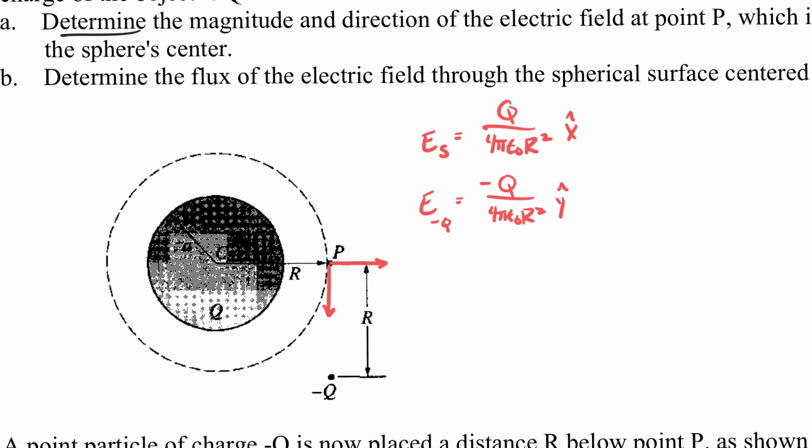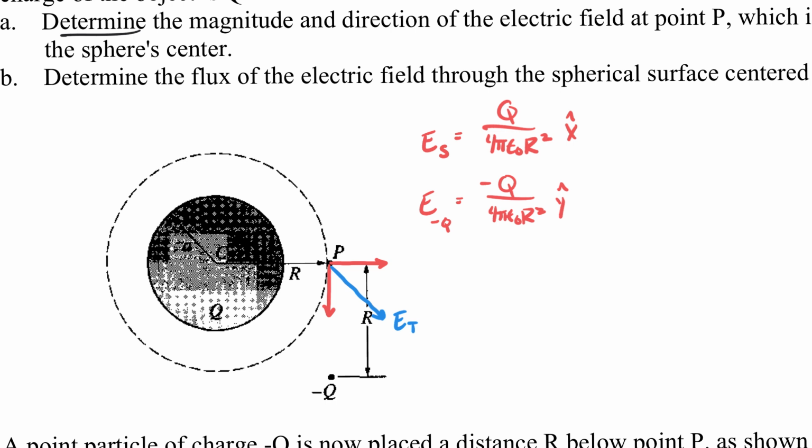So our actual magnitude of our field is going to be what you get when you add those two vectors together, which should produce a total electric field like that. Now, these are of equal magnitude, so if you're using the Pythagorean theorem, which is what I would use, you're just going to get a root of 2 in front of these.